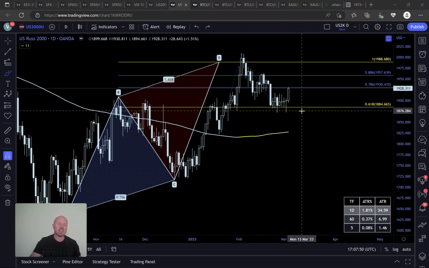Just for comparison, you could say Bitcoin, which is a parabolic asset, can obviously move much faster up and down than other assets can or will move versus like say the Russell or the S&P. They will move much slower in comparison to a crypto.